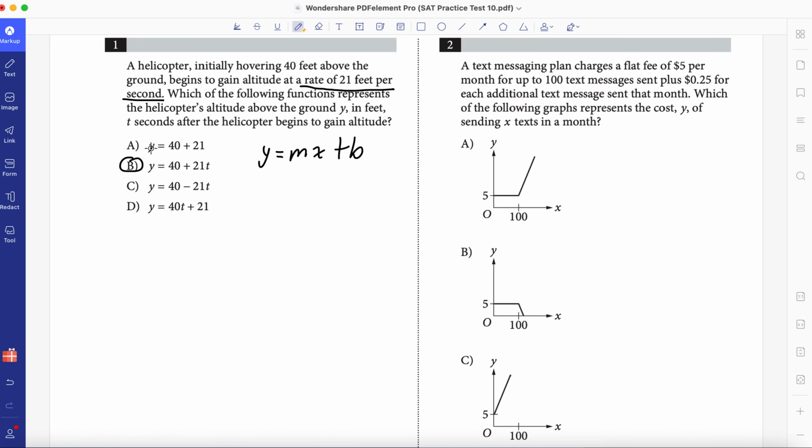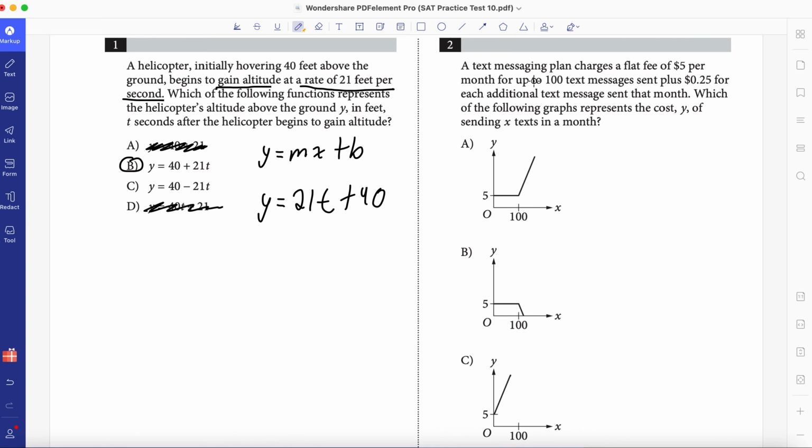This has no t value, so this would just be y equals 61, so it's not this. And this has 40t, and we know that it initially hovers at 40 feet. So this is supposed to be our initial value, and it has t with it, so this is incorrect. And then it says that it gains altitude at a rate of 21 feet per second, not that it descends. So the answer would just be y equals 40 plus 21t, and this is also equal to y equals 21t plus 40.